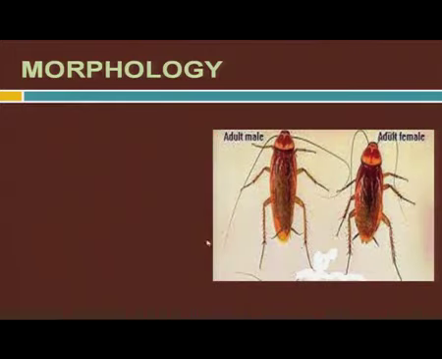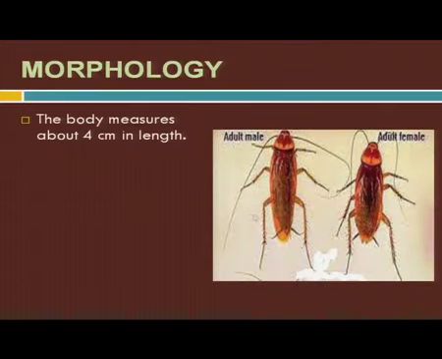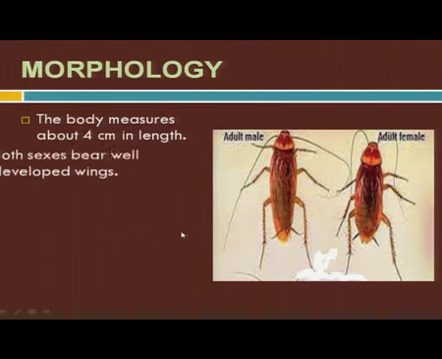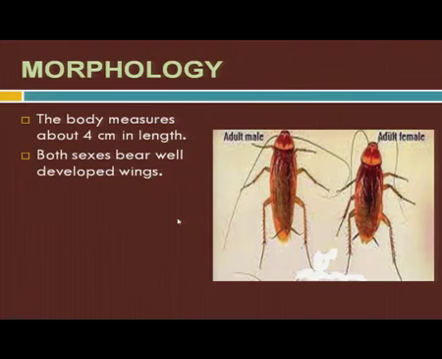Now, coming to the morphology of the male and female cockroach, as you can see in this picture, can you spot the differences between them? You can see that the body of the male is slightly narrower as compared to the female, and there are some more differences which we will point out in our further discussion. The body measures about 4 centimeter in length.